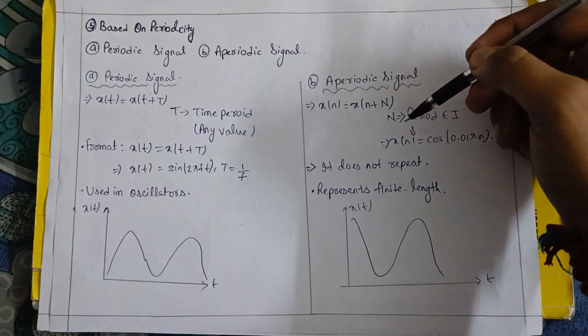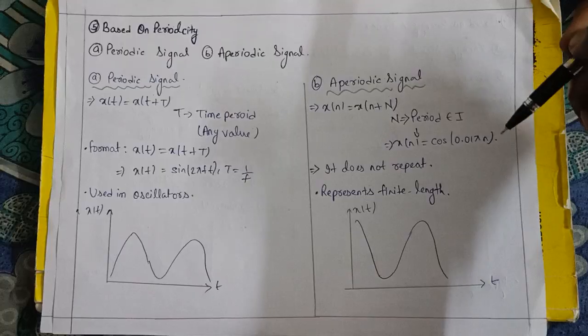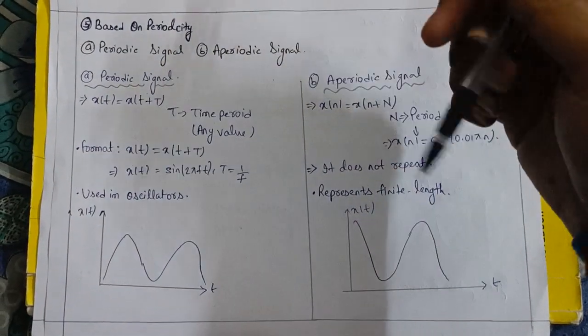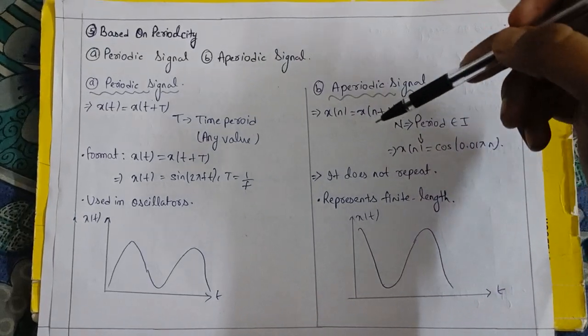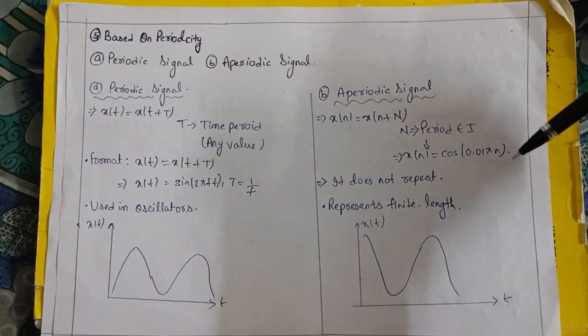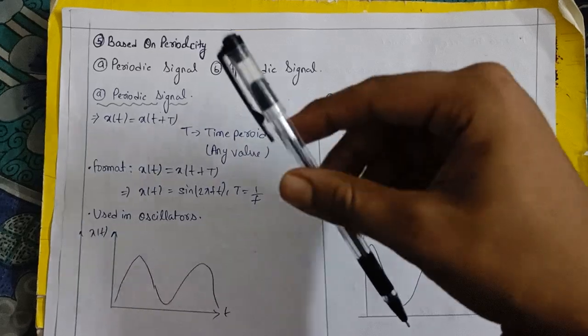Now here you can see x[n] is equal to cos 0.01 pi n. This is a simple example of this aperiodic signal. The significance of this is that it doesn't repeat, and it represents finite length. Now we'll move on to the next type of signal. So let's do this.